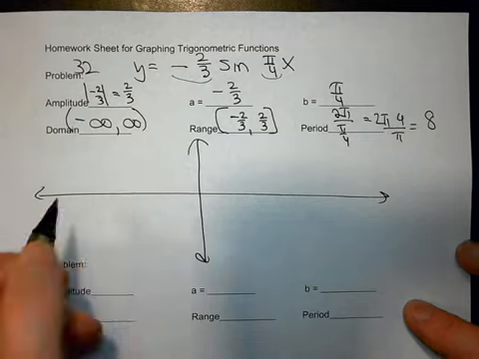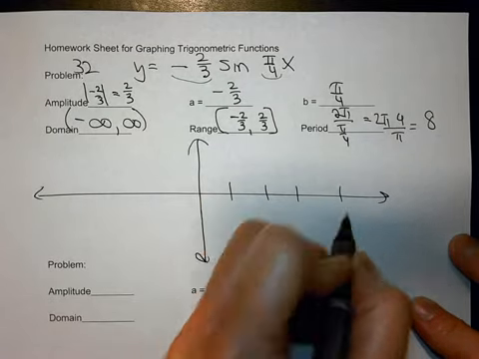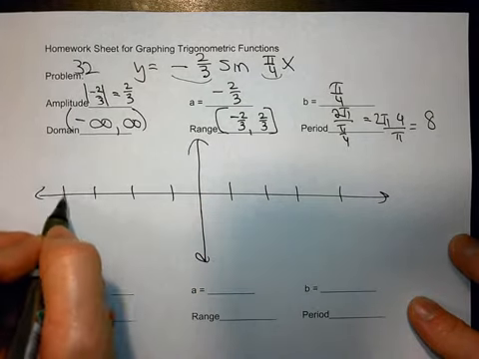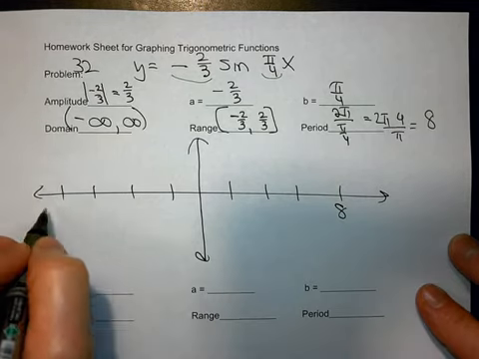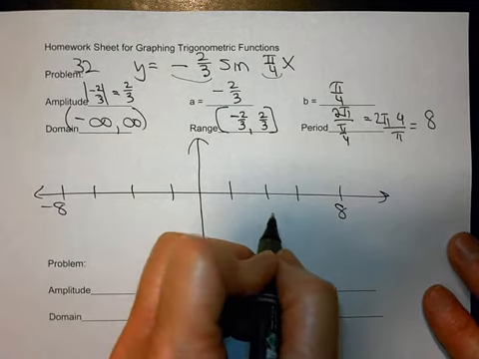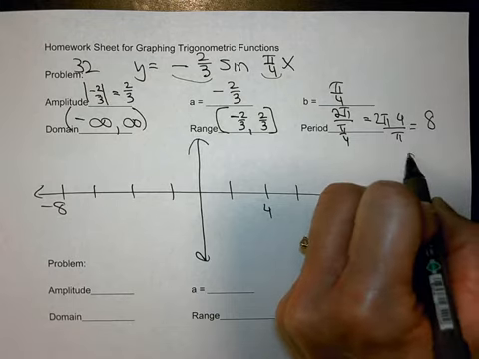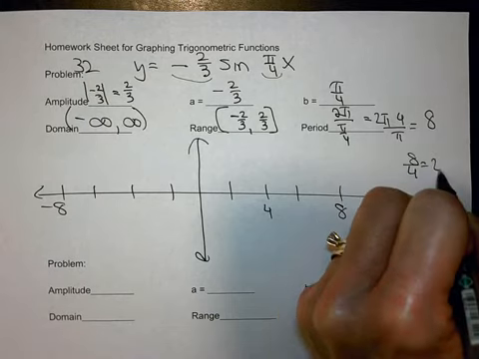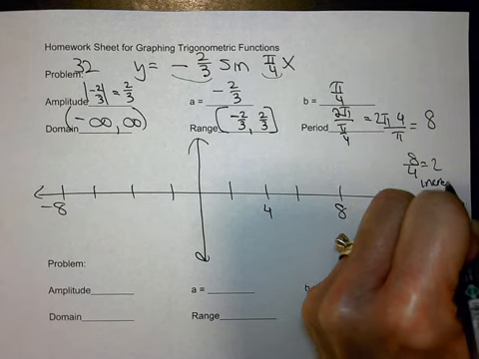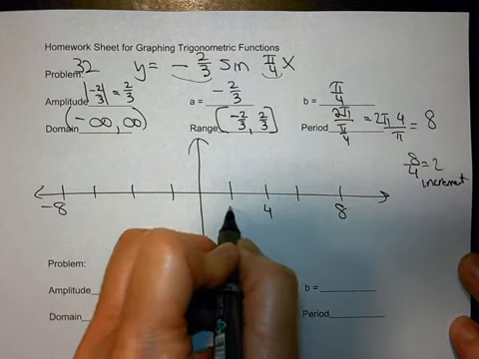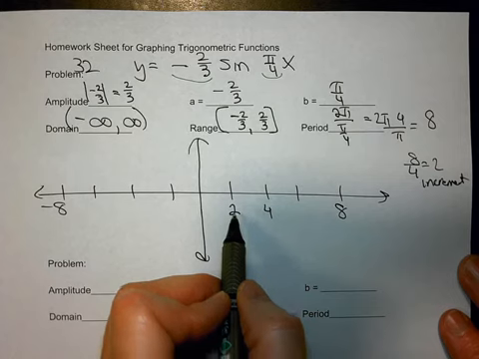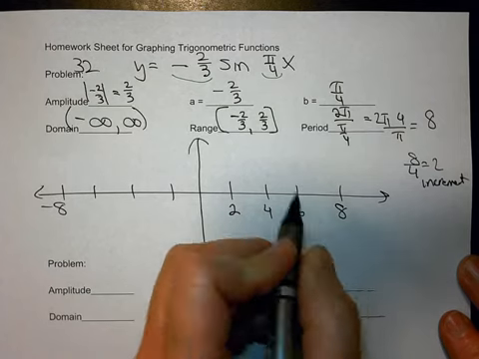So 1, 2, 3, 4, 1, 2, 3, 4. That's going out to 8 and negative 8. Halfway in between is a 4, and if I look at the period, 8 divided by 4 is 2. There's my increments. So the first one is a 2. 2 plus 2 is 4, 4 plus 2 is 6, 6 plus 2 is 8.